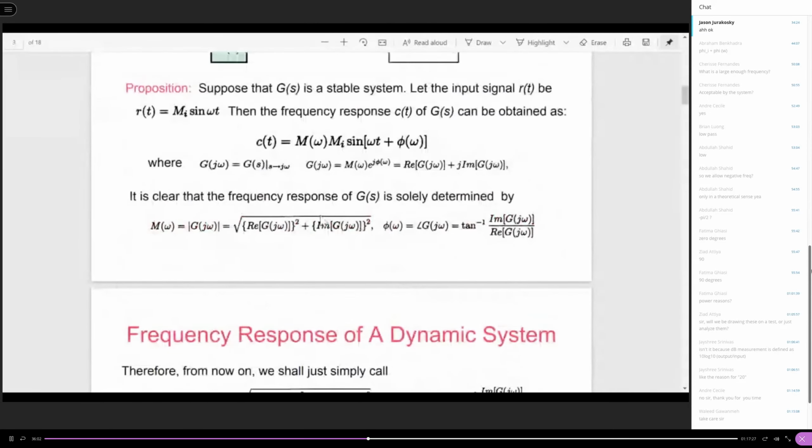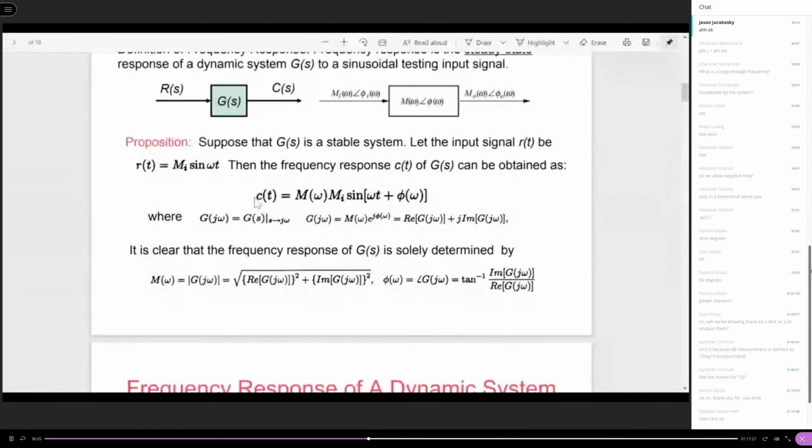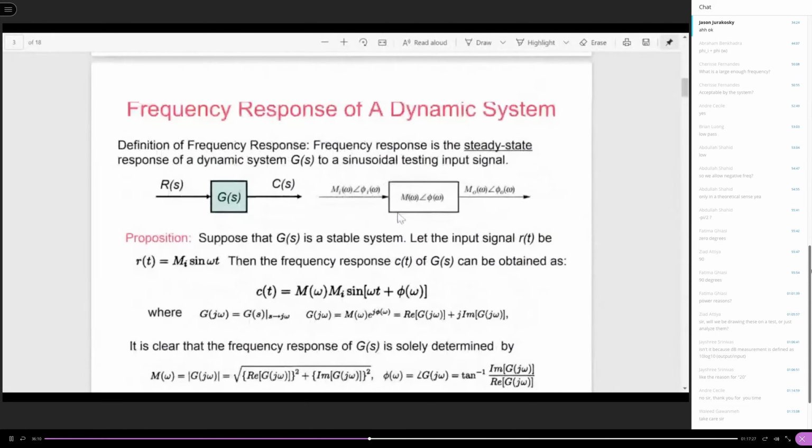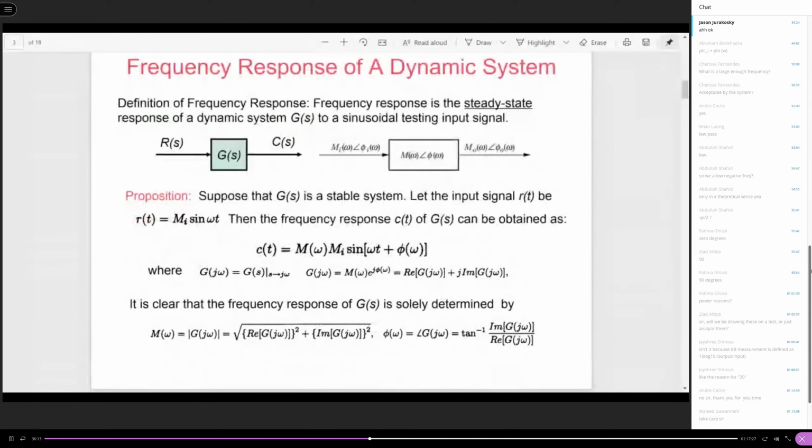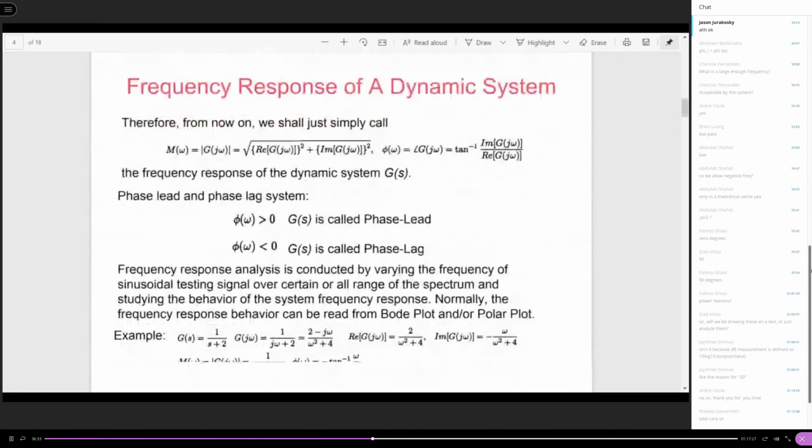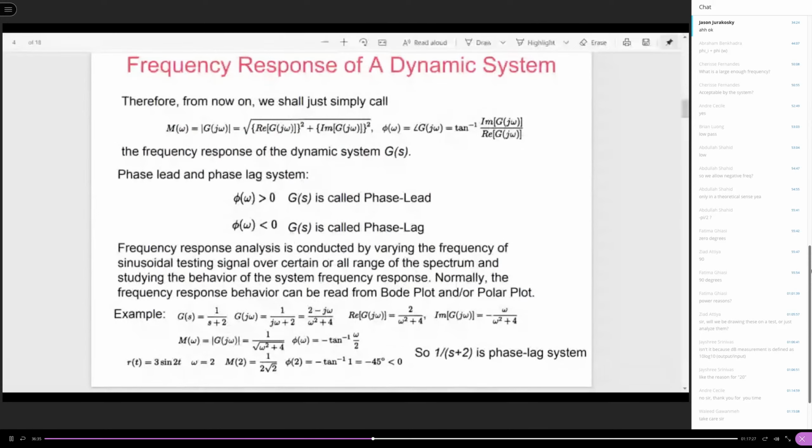let me see. We go back to this expression. You see, just now you might want to ask this question. In the definition, we define the frequency response as the steady state response of the dynamic system G of S to a sinusoidal testing input signal. In other words, the frequency response is actually defined by M_o of omega and phi_o of omega, right? But here you talk about the system, G of S, as M of omega and phi of omega. Why is it like that?